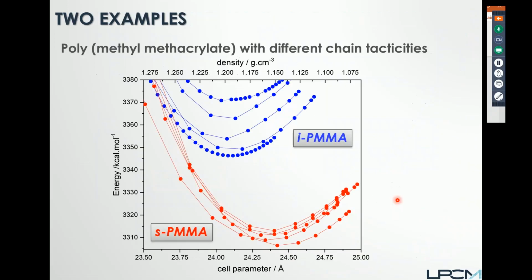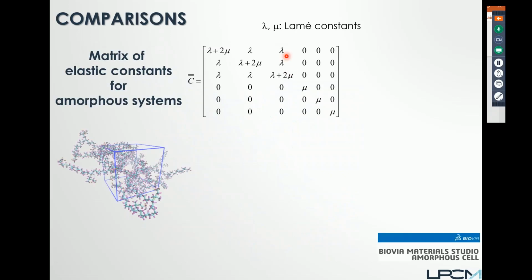So, for instance, we have here an example for the same polymer, polymethyl methacrylate, but the difference is in the tacticity of the chain. As you can observe, you have the same shape, and here for the isotactic, quite the same minimum, okay? And for the cell parameters, actually for the density, we'll talk about that later. And we do that for all the polymers. So we can compare now.